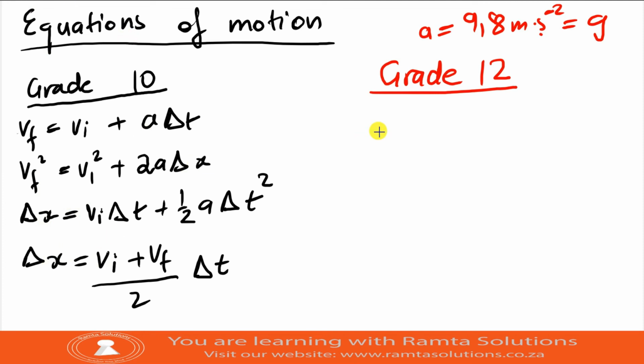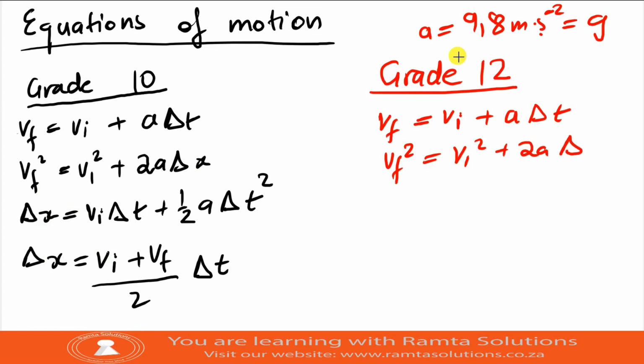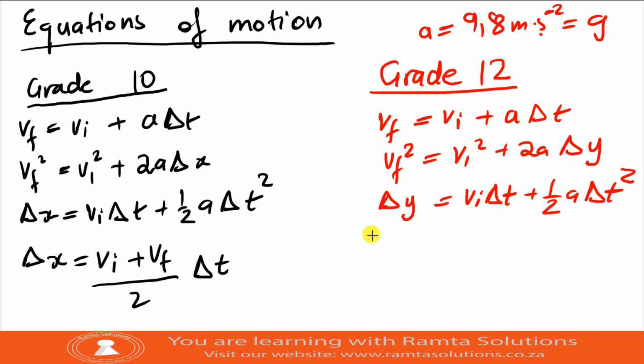Now, because you are in grade 12, you are now moving in the vertical. So you say VF equals VI, of course, plus A delta T. I'm going to write A, even if you write G, it's okay. And you will say VF squared equals VI squared plus 2A delta Y. We no longer move on the horizontal, we move on the vertical. Again, delta Y equals VI delta T plus half A delta T squared. Finally, delta Y equals VI plus VF all over 2 times delta T.